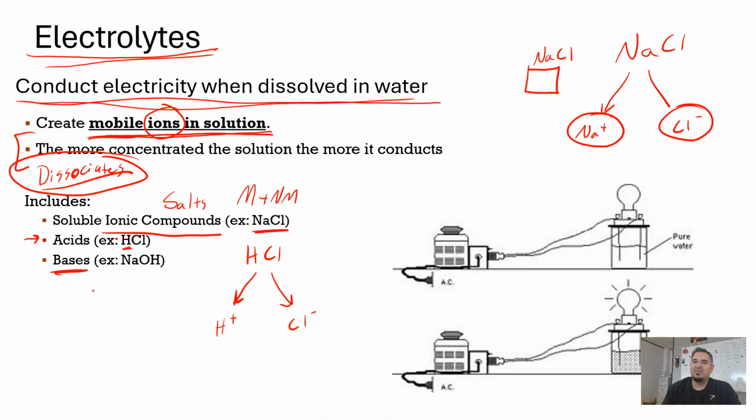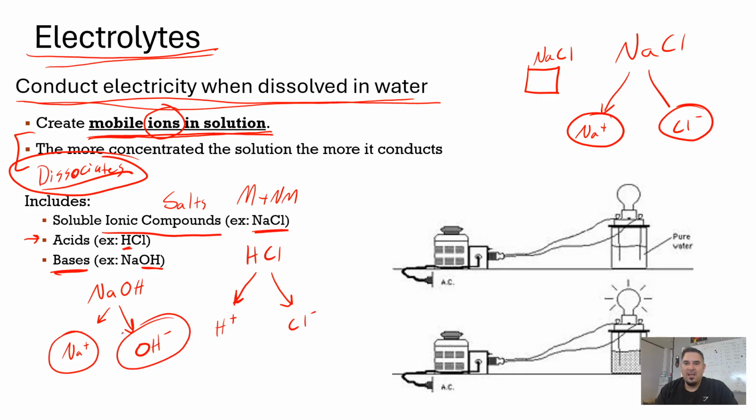Next up, we have bases. They also fall under this category. So bases are things that end in hydroxide. There are bases that don't, but you don't really have to worry about them. All you need to know is if it ends in hydroxide, it's a base. Now, sodium hydroxide, which is a base, when we put it in water, it does the same thing that acids do. It's going to break apart into its ions, giving us Na+ and OH-. These are the ions that actually conduct electricity. And that's it. So what are electrolytes? They are salts, acids, and bases. All 3 of those things fall under the category of electrolytes.